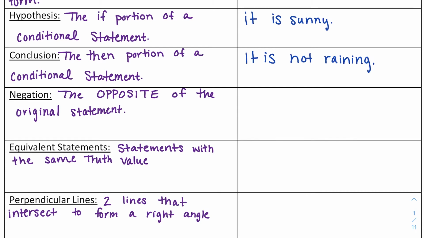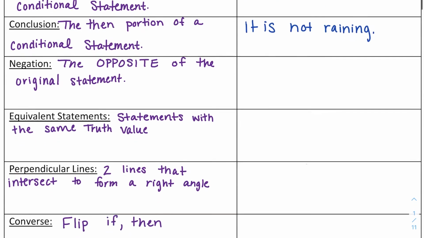Equivalent statements. So let's talk about equivalent statements. Equivalent statements are statements with the same truth value. As an example here, I would say that my walls are white. That is a true statement. I could also say that my walls are not blue. That is also a true statement about my walls.